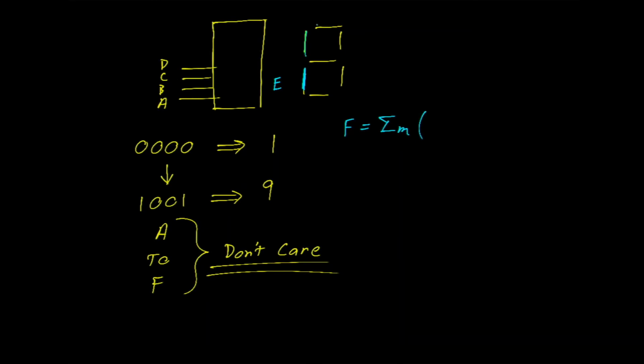Segment E is required for a 0. So we'll write minterm 0 here. It is not required for a 1. It is required for a 2. It's required for a 6. And finally, it is required for the numeral 8.